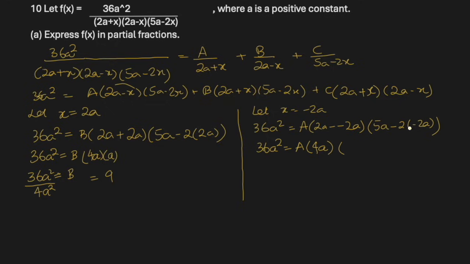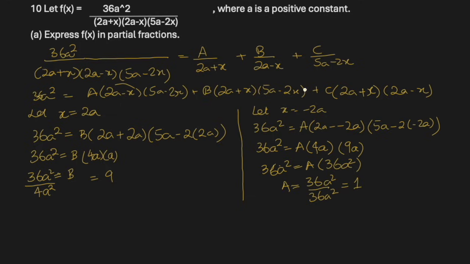And 5a plus 4a, 9a. So 36a squared equals a, and 9 times 4, 36a squared again. So A is equal to 36a squared over 36a squared, which is 1.